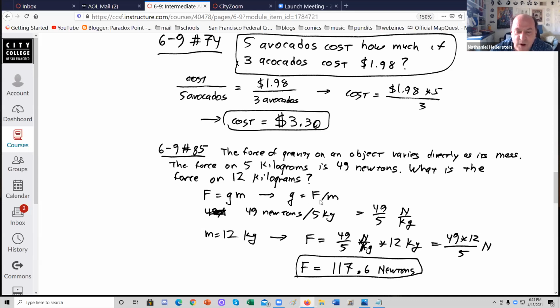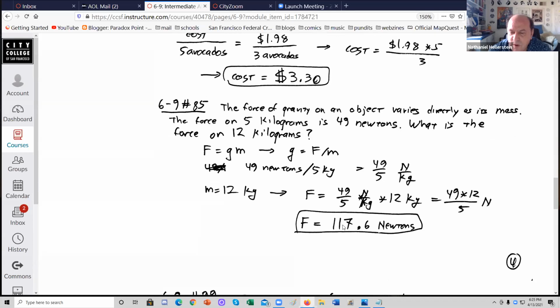So G equals F over M. In this case, the constant of proportionality is 49 newtons divided by 5 kilograms. So it's 49 fifths newtons per kilogram. Now, if you have a mass of 12 kilograms, the force is G times M, 49 fifths newtons per kilogram times 12 kilograms. So 49 times 12 over 5 newtons, kilograms cancel. After a small amount of arithmetic, that comes out to a force of 117.6 newtons.